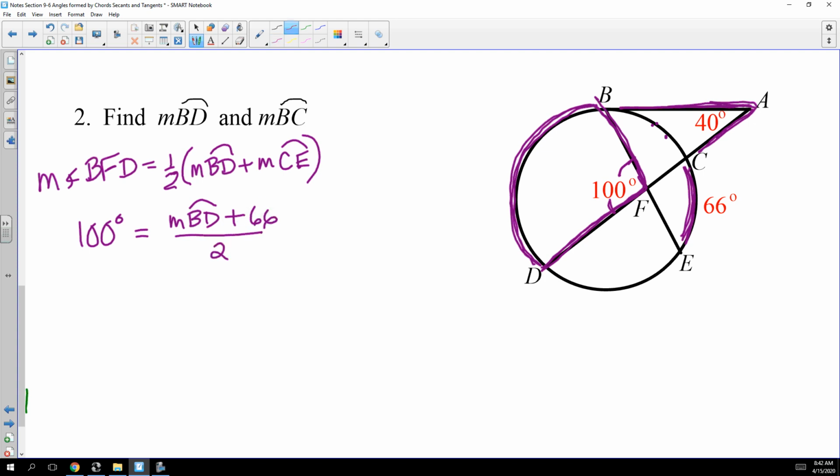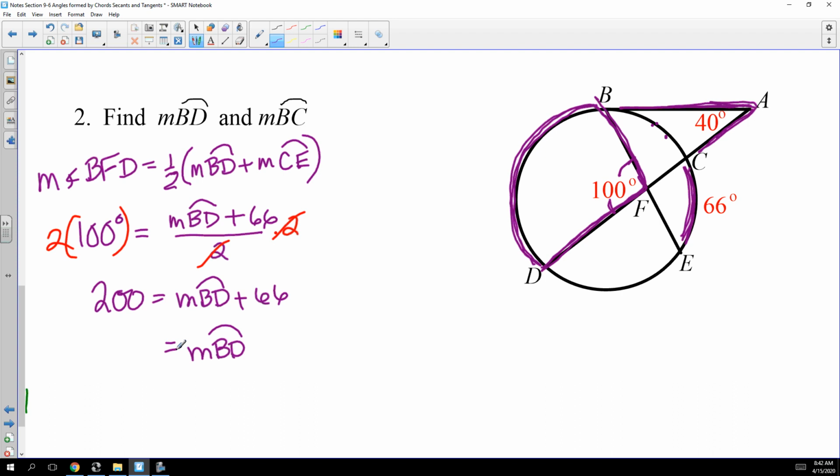2. If you don't like the 2 there, let's multiply both sides by 2 and make it 200 is equal to the measure of arc BD plus 66, so the measure of arc BD is going to be equal to 134 degrees. And now we've found the measure of arc BD. Let's put that in our picture now that we know what it is. The measure of arc BD is 134 degrees. Sometimes, remember, you have to use information that you find to find something else.